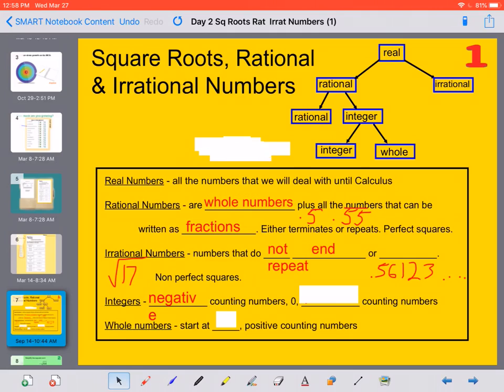Integers are negative counting numbers, 0, or positive counting numbers. So integers are the numbers that you could count on your fingers. Whole numbers start at 0, and they are the positive counting numbers. So they would go from 0 to 1, 2, 3, 4, and so on.